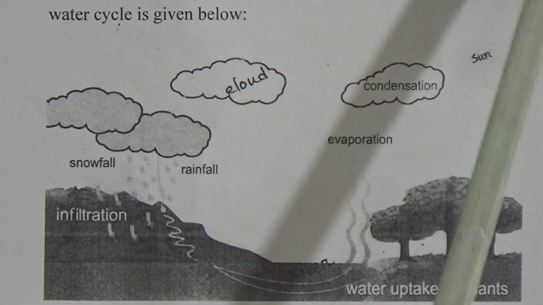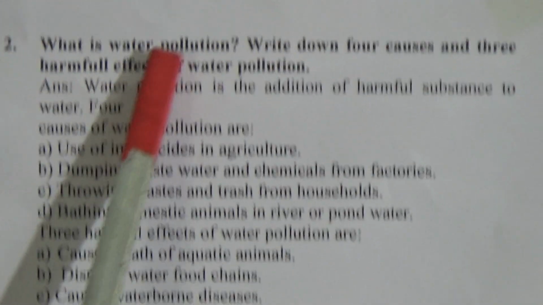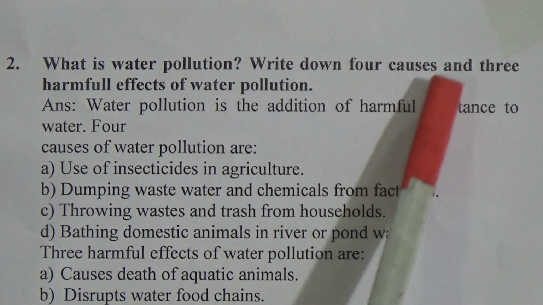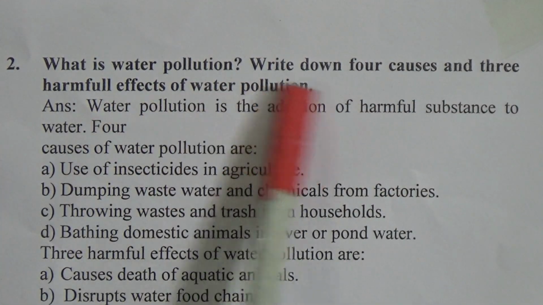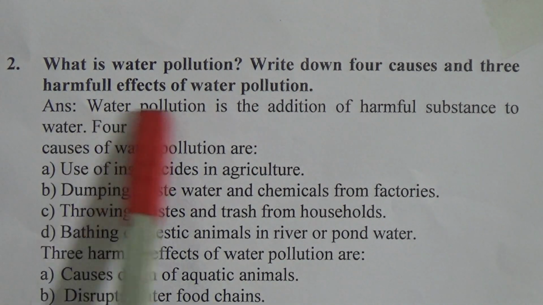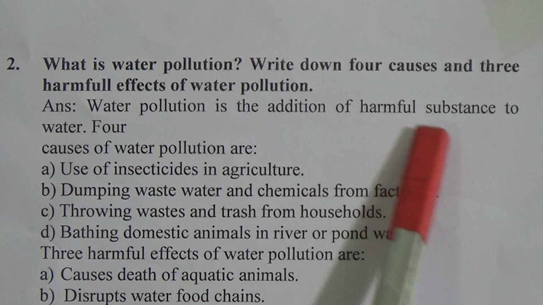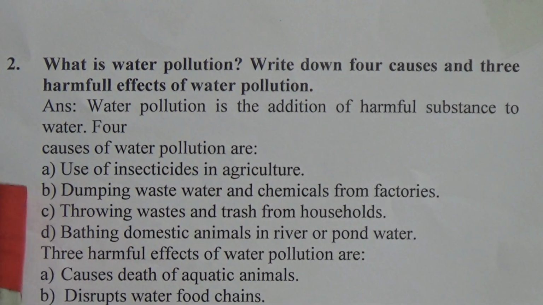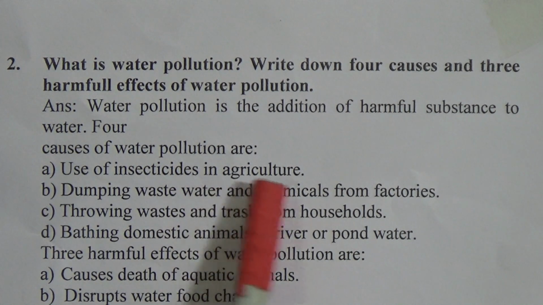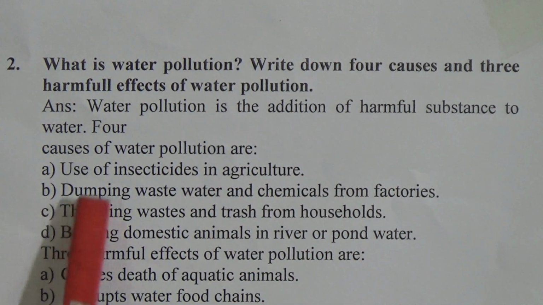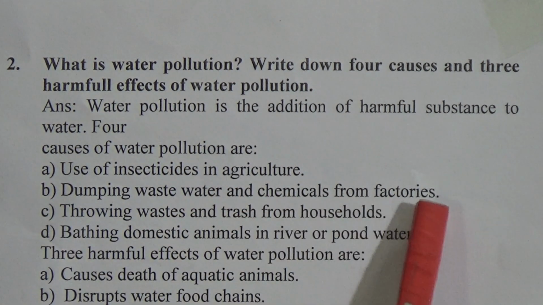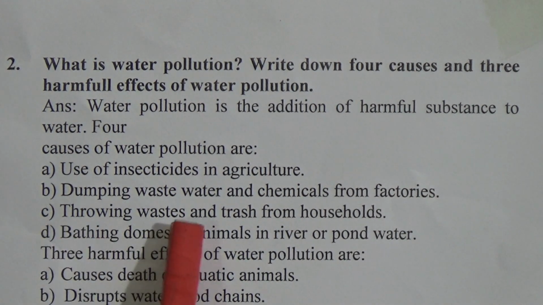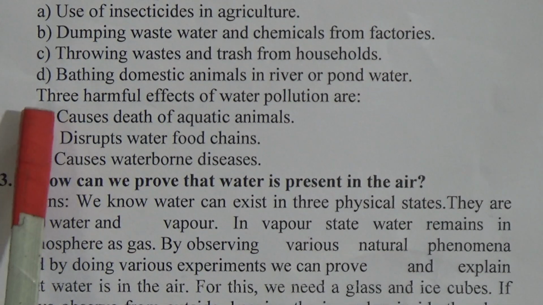Now come to the next question. The next question is, what is water pollution? Write down 4 causes and 3 harmful effects of water pollution. The answer is, water pollution is the addition of harmful substances into water. 4 causes of water pollution are: first, use of insecticides in agriculture; second, dumping wastewater and chemicals from factories; third, throwing wastes and trash from households; fourth, bathing domestic animals in river and pond water.